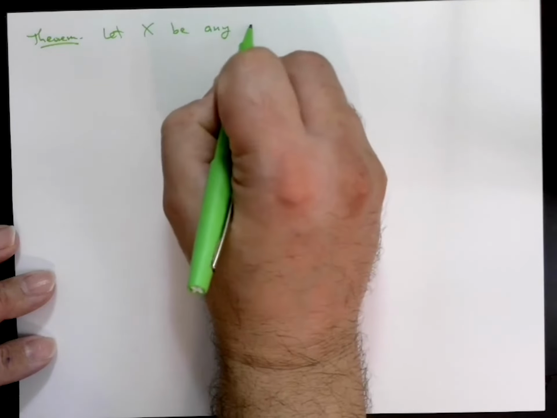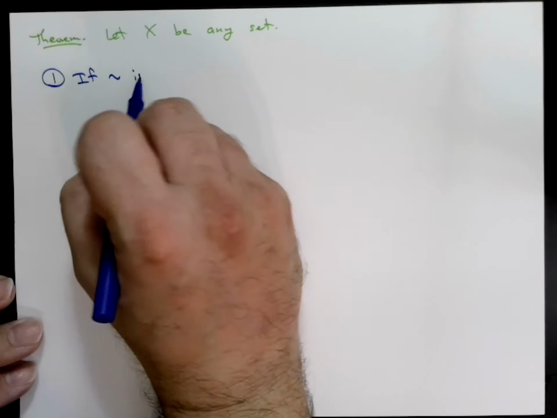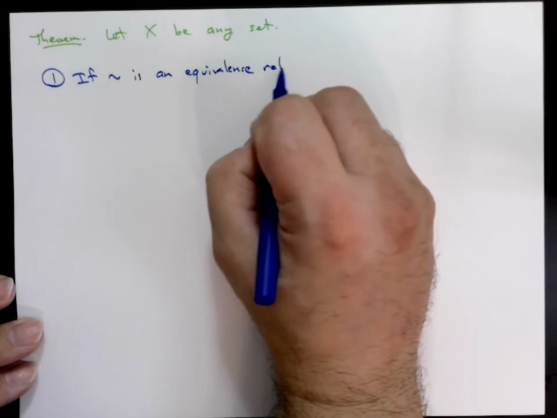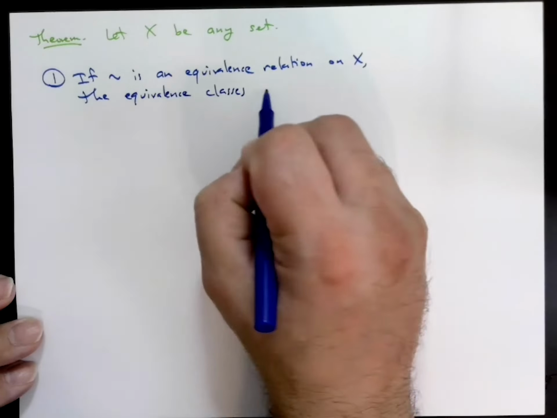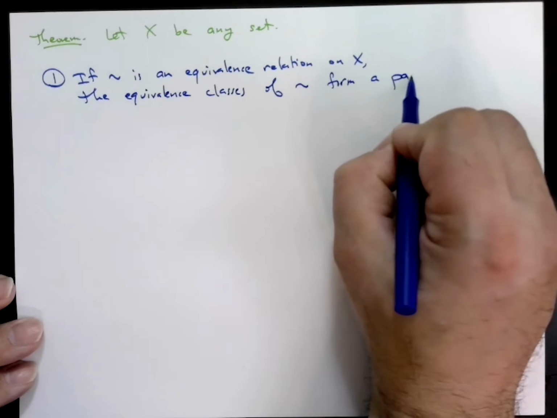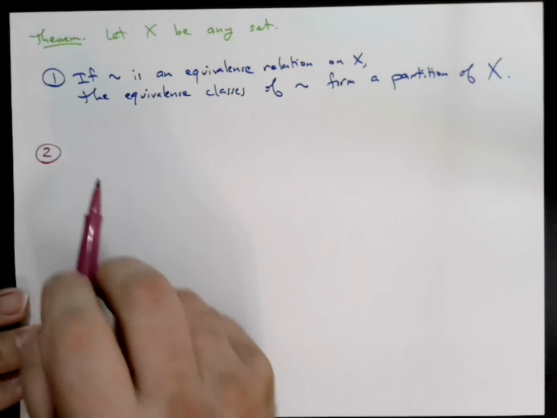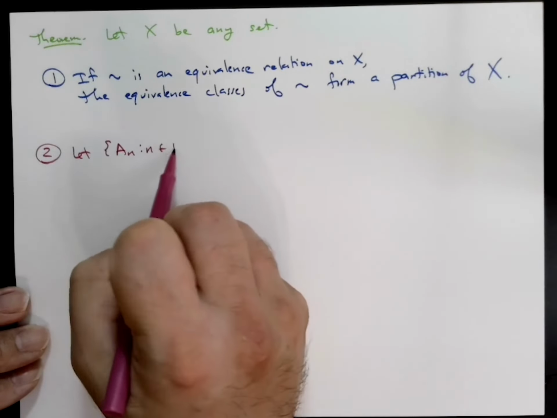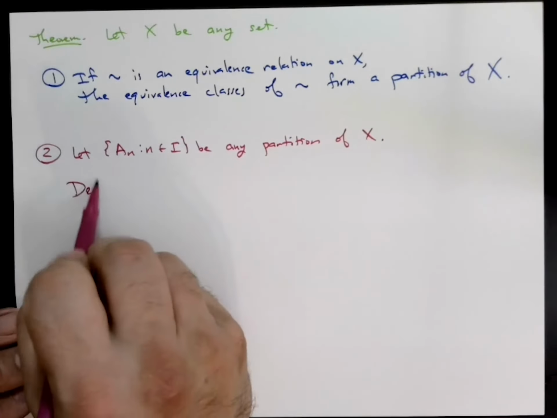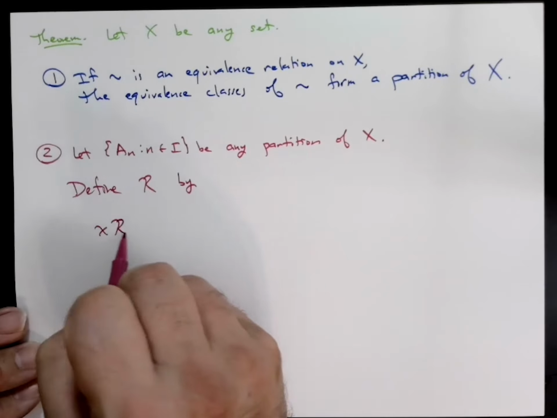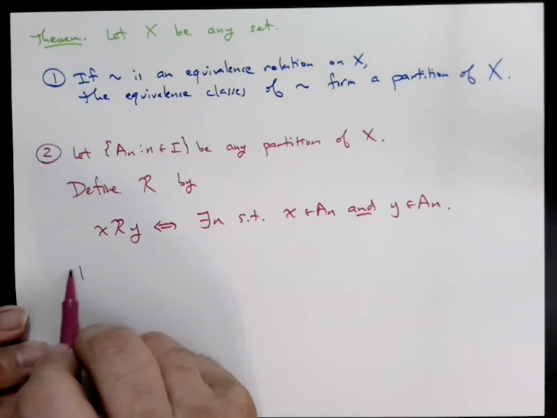Let X be any set. If we have an equivalence relation on X, then the equivalence classes of that equivalence relation form a partition. Conversely, let's say that we have a partition of the set X. Then we can define a relation R on X where x relates to y if and only if there is an n such that x and y are both in the same A_n. Then R is an equivalence relation.